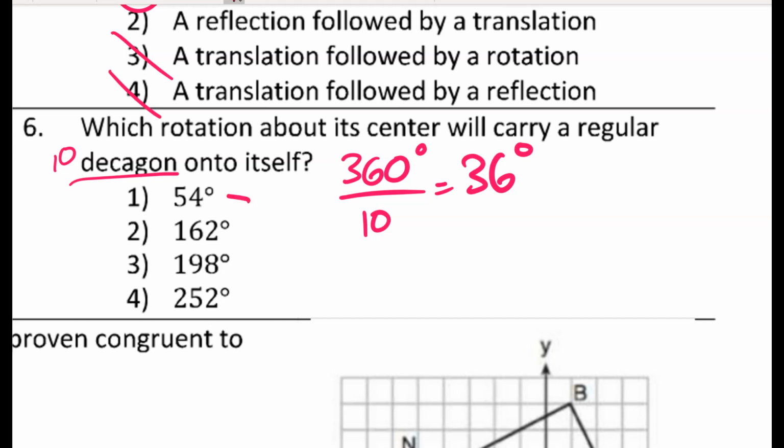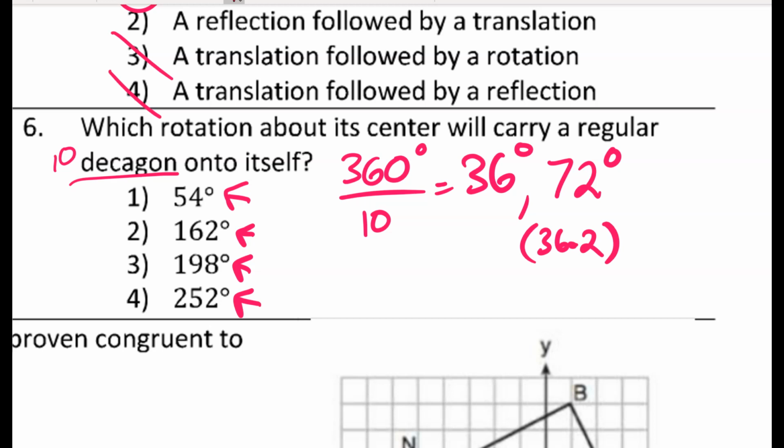So the idea is all of these are not multiples of 36 except for one of them. A 36-degree rotation would land on top of itself, but so would a 72-degree rotation. That's just 36 times 2 36-degree rotations. So what you could do here to quickly check is divide all of these by 36 and see which one gets you an even integer, so that it's a multiple of 36.